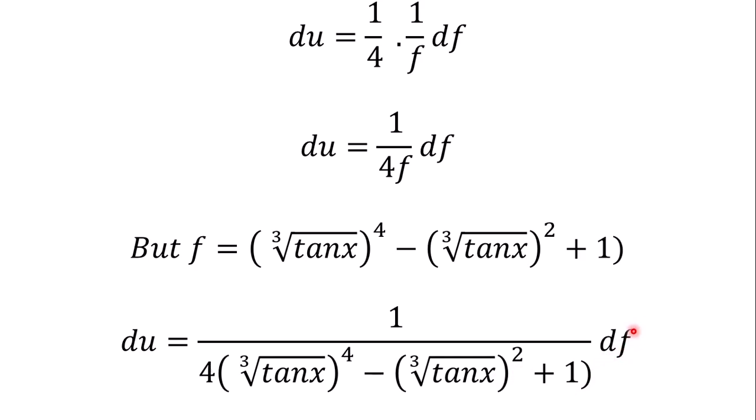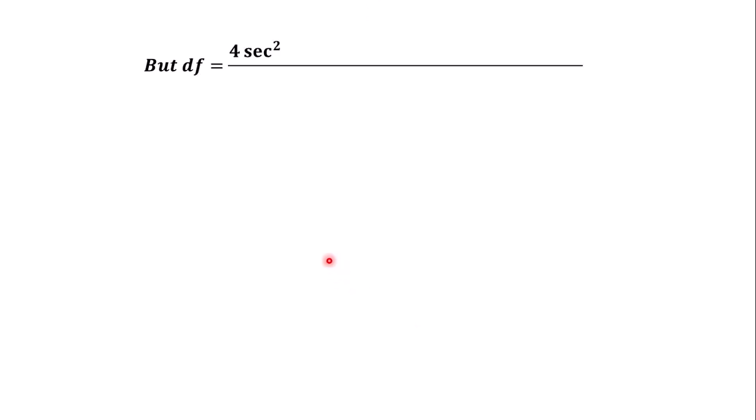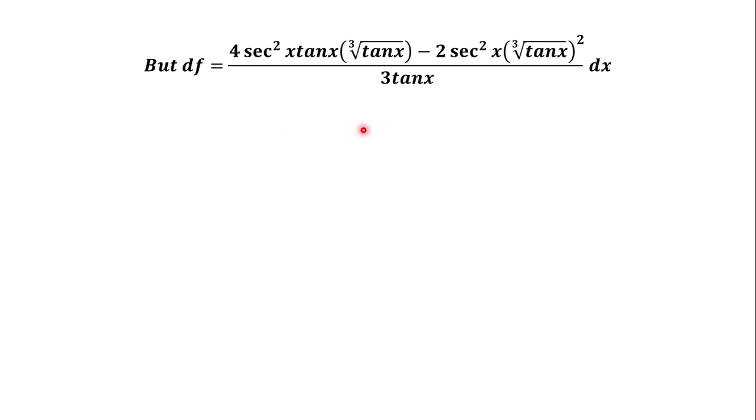Now let's replace this one too. That one is also equal to what? df is equal to this one. That is 4 secant x squared times tangent x times cube root of tangent x minus 2 secant x squared times cube root of tangent x to the power 2, divided by 3 tangent x, all multiplied by dx. So wherever you see df, you put this one there.